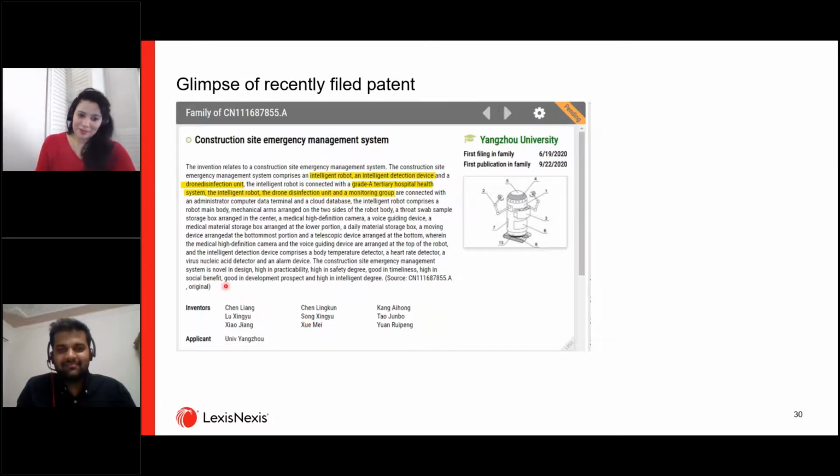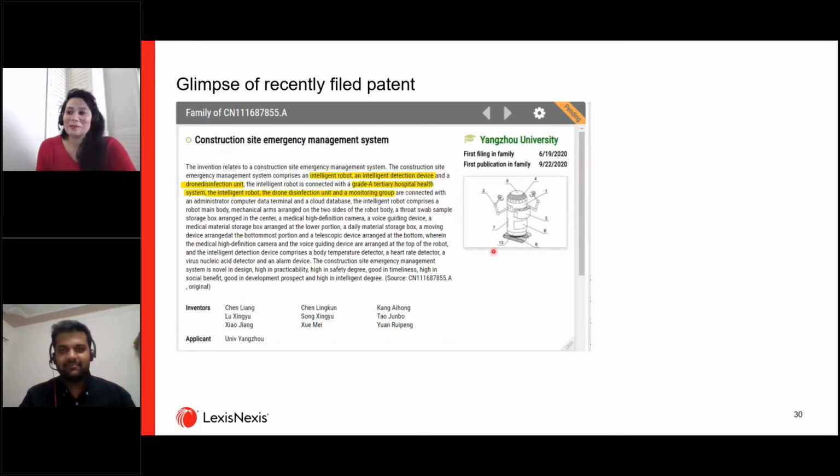This is a very recently filed patent, a Chinese patent filed in 2020. This is how the abstract looks, and I'll draw your attention to what it says. It says this is a construction site emergency management system. It has an intelligent robot. It is a drone disinfection unit. Please mark my word, this is a drone. And it is connected to a grade A tertiary hospital health system.